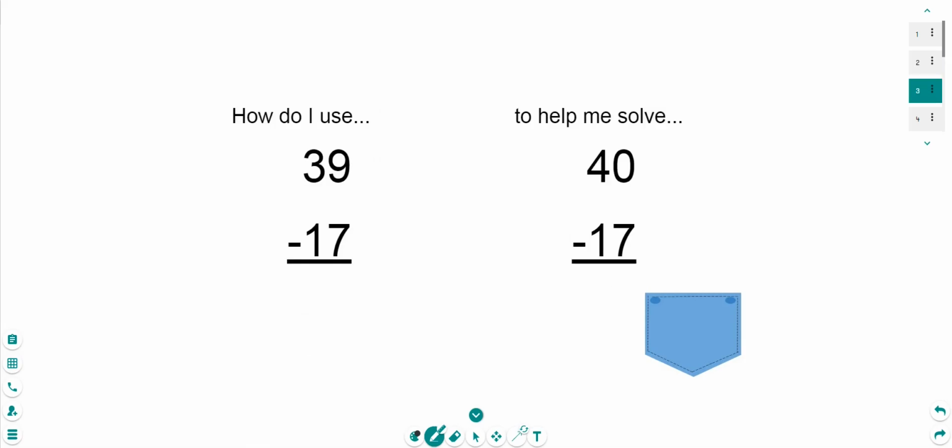So we figured out the answer to the question 39 subtract 17 was 22. We're going to focus on how we can use that to make solving the question 40 subtract 17 easier to do in our heads. But before we do that, take a moment to compare the two questions. What's the same, what's similar, and what's different about the two questions?